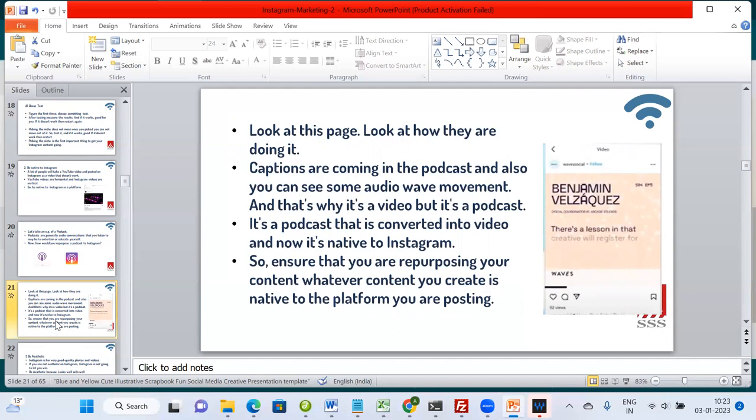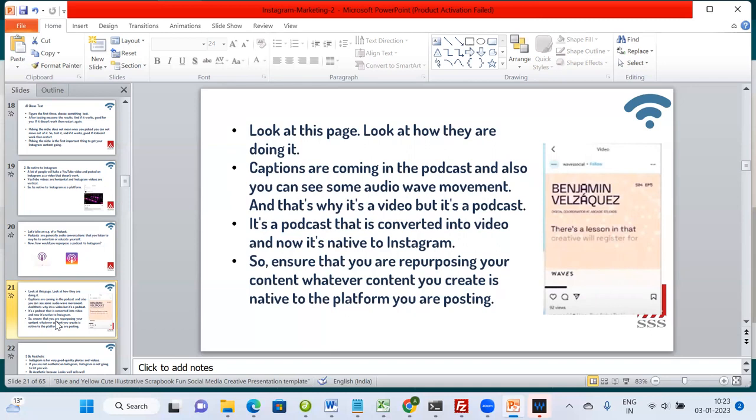Captions are coming in the podcast, and you can also see some audio wave movement, and that's why it's a video, but it's a podcast. It's a podcast that is converted into video, and now it's native to Instagram. So it was a podcast, but it has to be adjusted to be posted on Instagram.